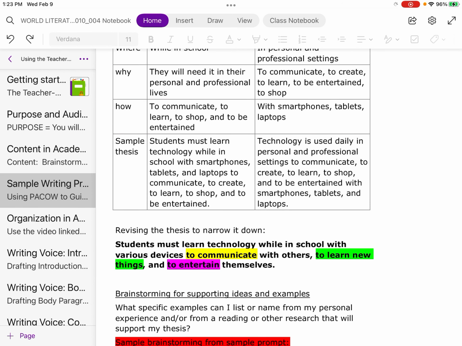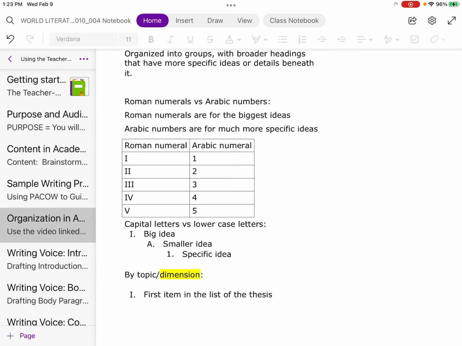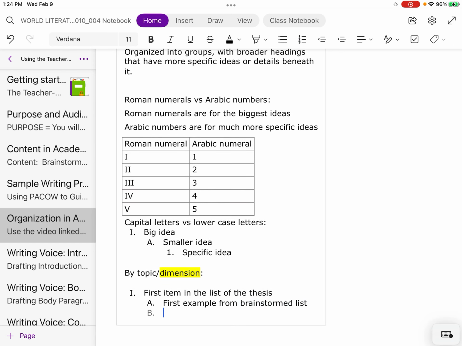So if this is my thesis statement, then the first Roman numeral is going to be to communicate. Okay? I'm going to get more specific as we go. So after that, I'm going to have my first example. Okay? And I should have multiple examples. So we're going to go with 3 at least.